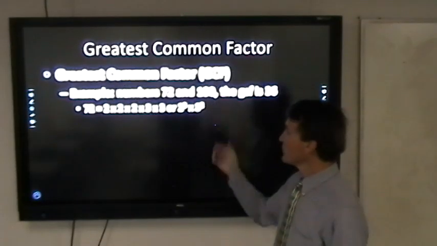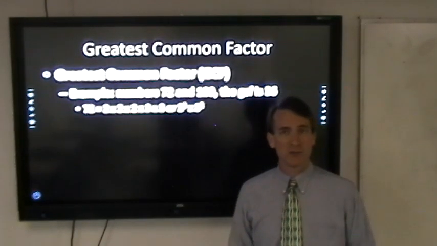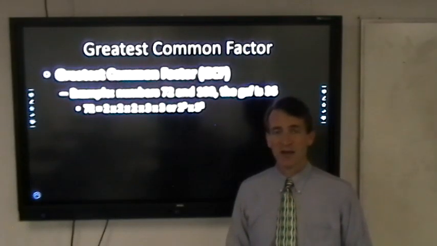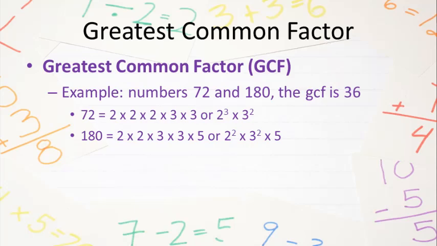If we prime factor 180, well, I can divide by 2, that gives me 90. I can divide by 2 again, giving me 45. I can then divide by 3, giving me 15, and then divide by 3 again, giving me 5. So if I prime factor that, I get 2 2s, 2 3s, and a 5.